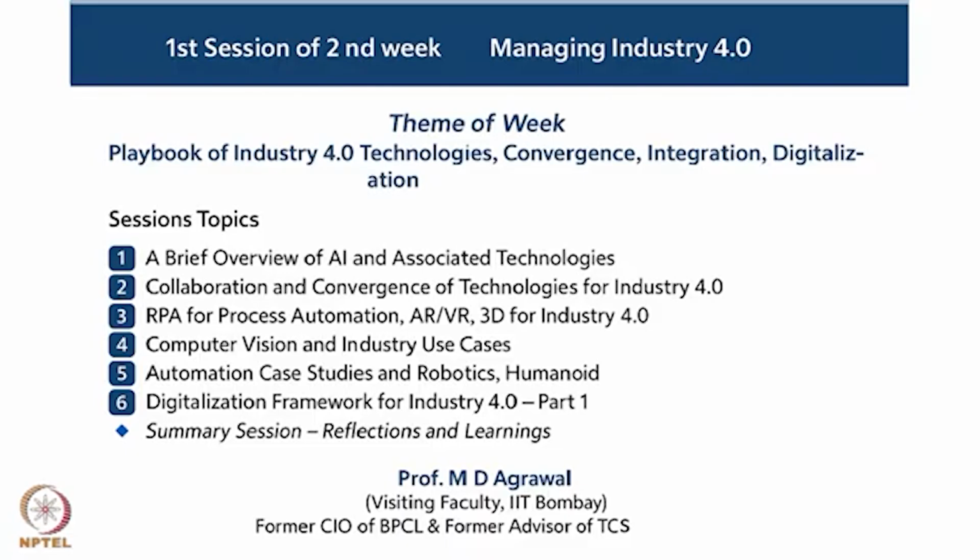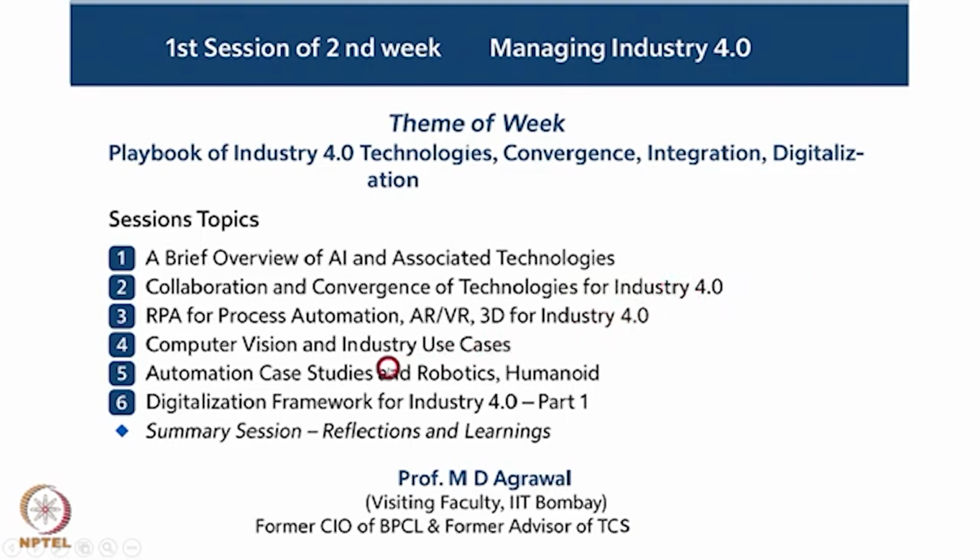The theme of this week is the Playbook of Industry 4.0 technologies, collaboration, convergence and integration aspects, digitalization strategy, and also we will discuss the framework of Industry 4.0 for driving the business value. We will be studying the following 5 or 6 topics in all these sessions: an overview of AI and associated technologies, collaboration and convergence aspect of technologies for Industry 4.0 solutions.